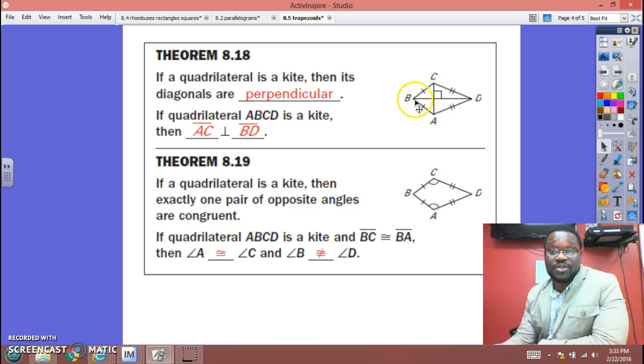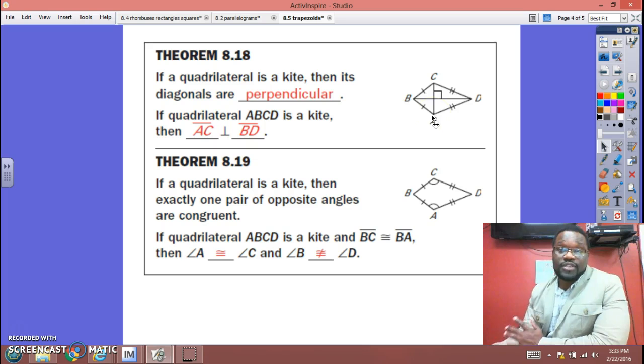So one of the things we know about a kite is the diagonals are perpendicular. Now, one of our original statements was that consecutive segments are congruent. So that means BA and BC are consecutive. They are congruent. CD and CA are consecutive. They're congruent.